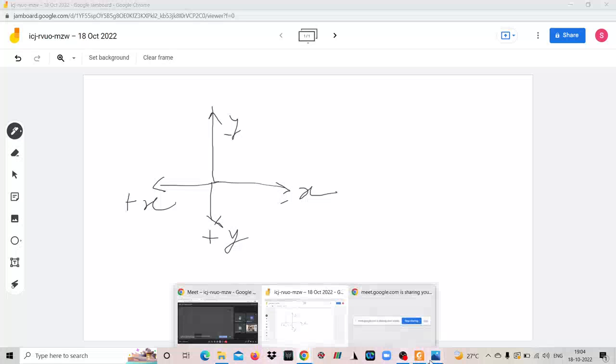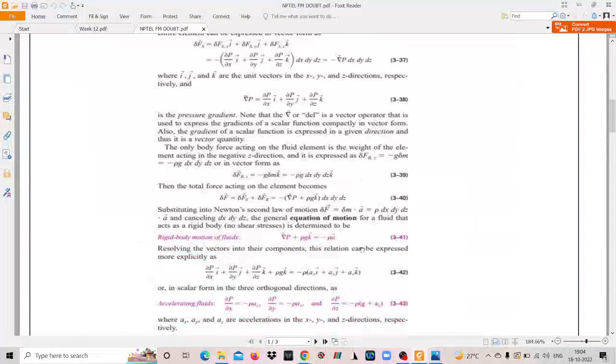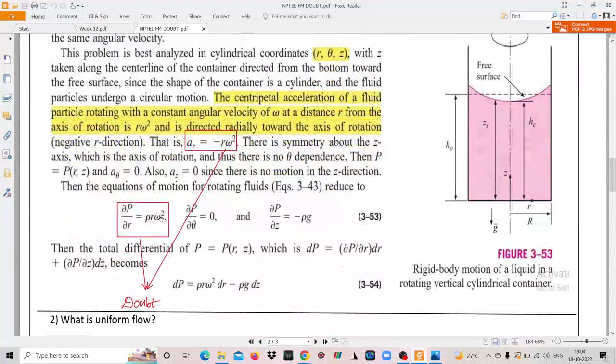Clear? Okay, sir. Okay. So next is your, if I remember, this particular expression, right?